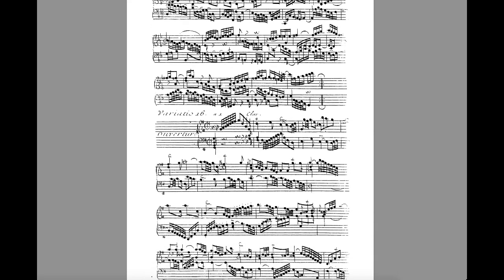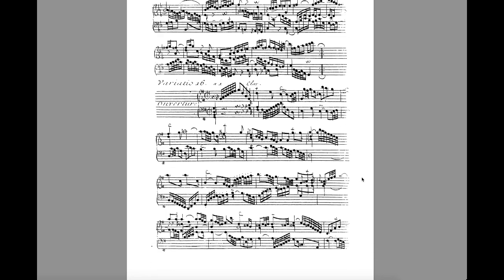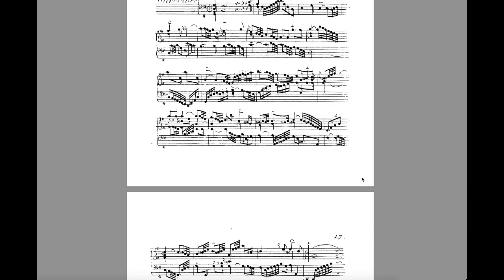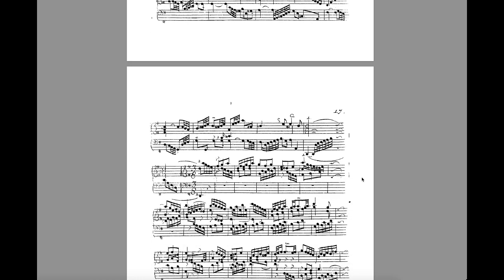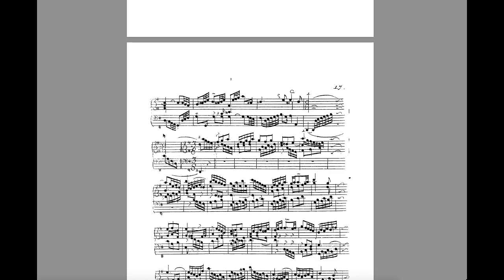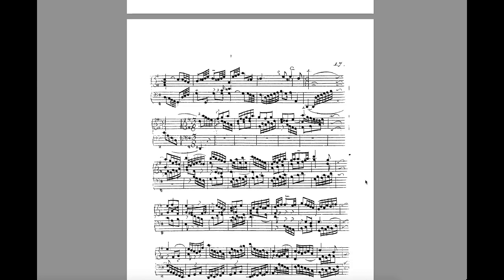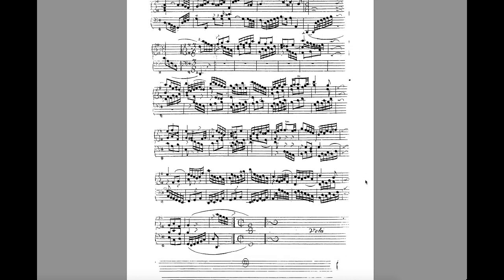Then variation 16, with the overture, going into the next page. It starts with an overture in common time or cut time, and then goes into 3/8. So it's sort of an allegro section in 3/8 time.